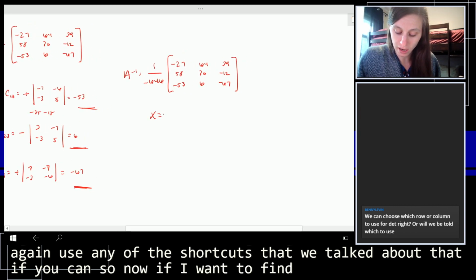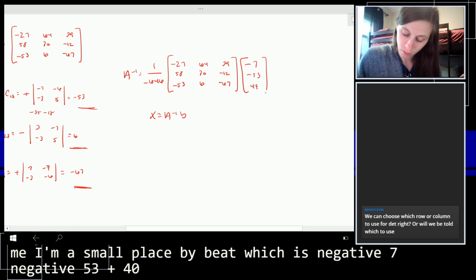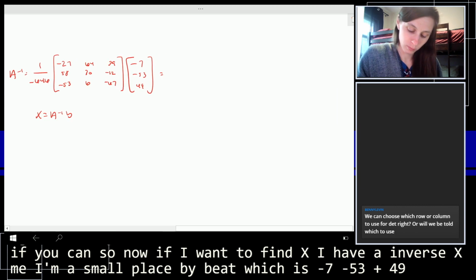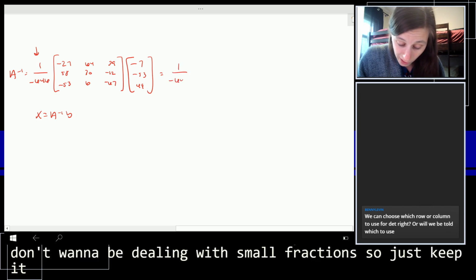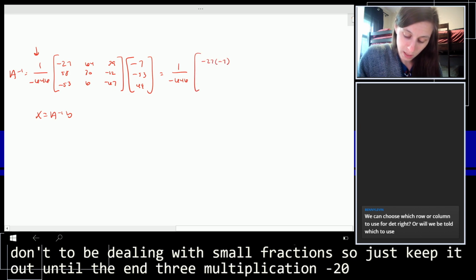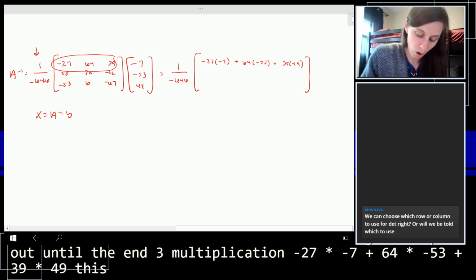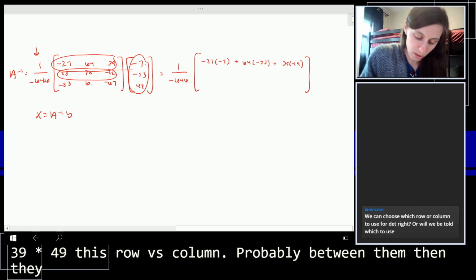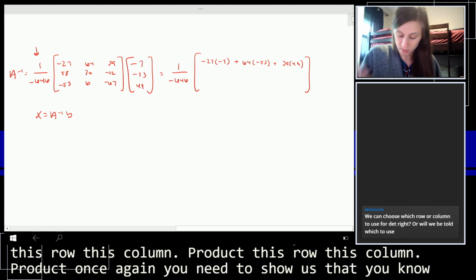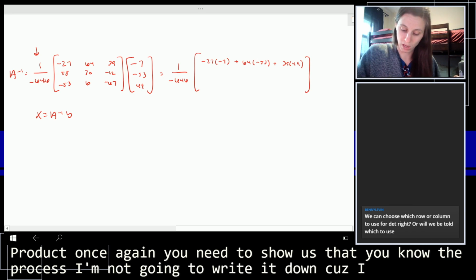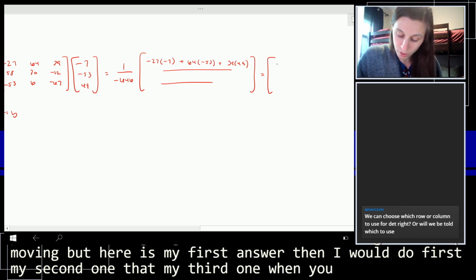So now if I want to find x, I have A inverse times B. So I'm just going to multiply this by B, which is negative 7, negative 53, and 49. Like I said, I like to keep the fraction out because I don't want to be dealing with small fractions. So just keep it out until the end. Do your multiplication. Negative 27 times negative 7 plus 64 times negative 53 plus 39 times 49. This row, this column, dot product between them. Then this row, this column, dot product. This row, this column, dot product. Once again, you need to show us that you know the process. I'm not going to write it down because we've got to keep moving. But here's my first answer. Then I would do my second one, then my third one. When you do that, you end up with our solution, 2, 4, 5.